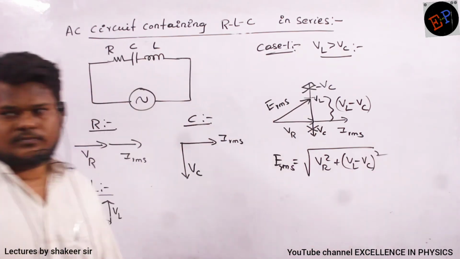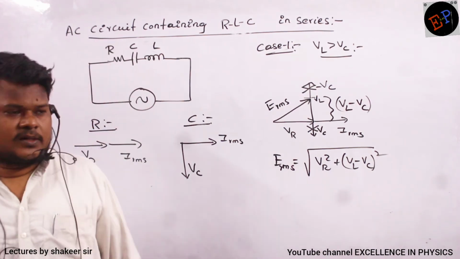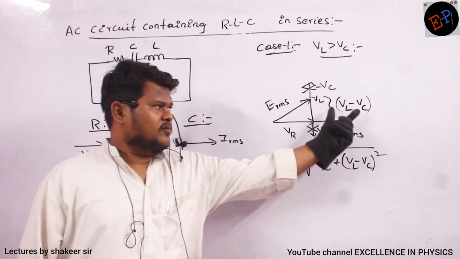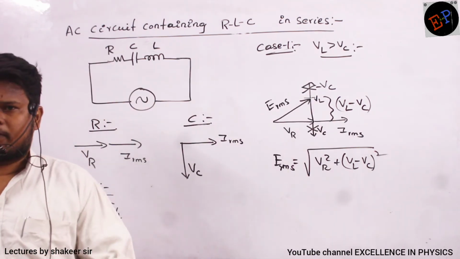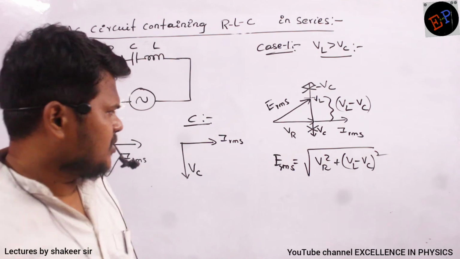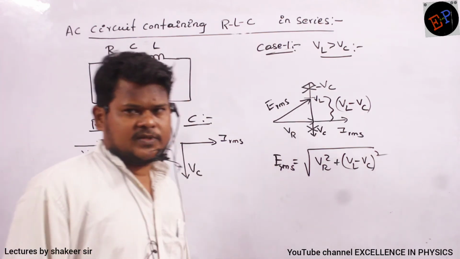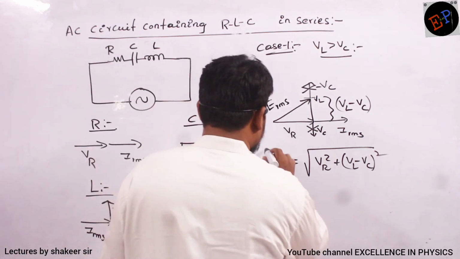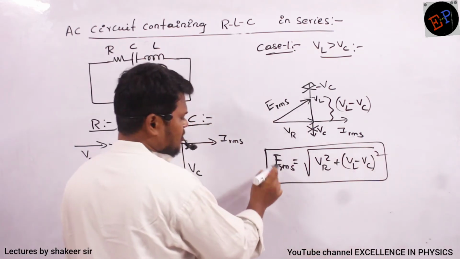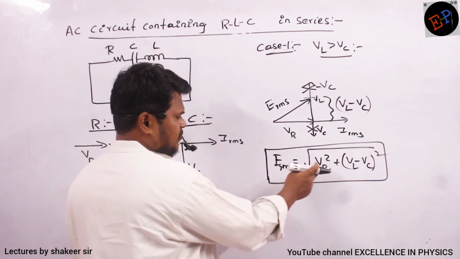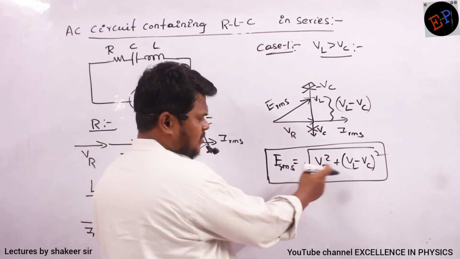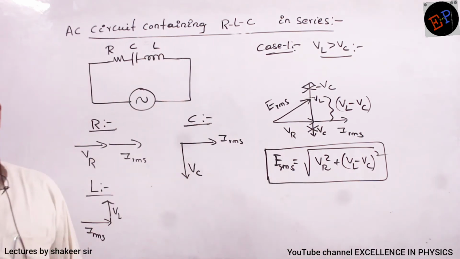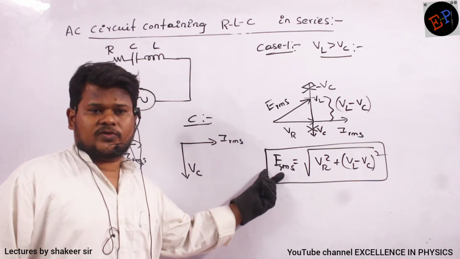That's it. Understand what we are doing? From VL, the small part of VC I am removing. Remaining voltage is VL minus VC. That becomes my resultant. Resultant of VR and VL minus VC becomes the supply voltage. So this is my equation of supply voltage. ERMS is always supply voltage. Remember, VR is voltage consumed by resistor, VL is voltage consumed by inductor, VC is voltage consumed by capacitor. But this is the supply voltage which you should give.